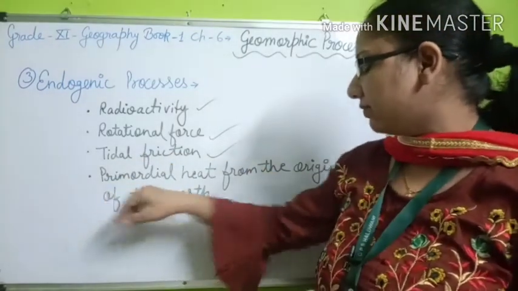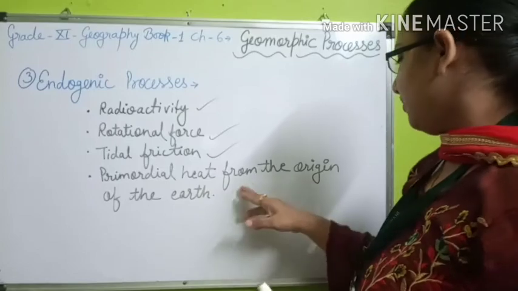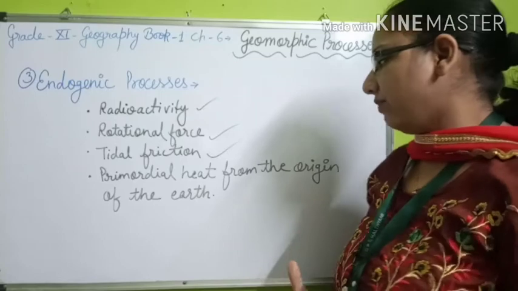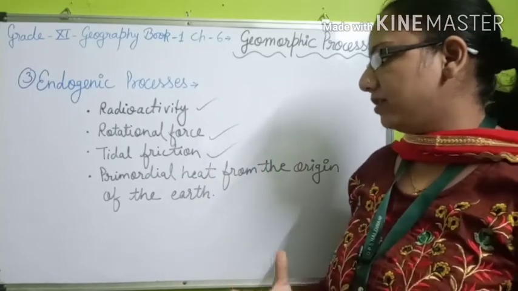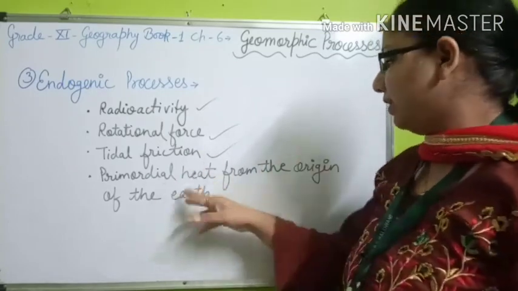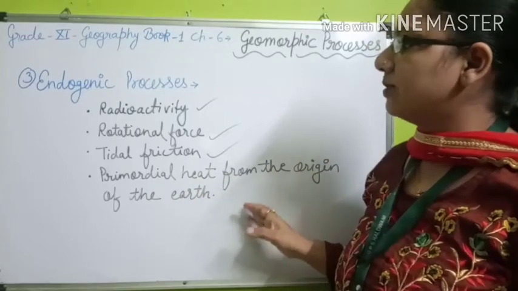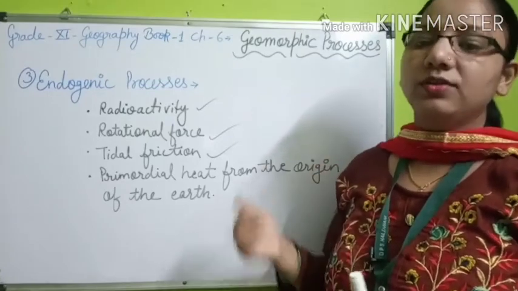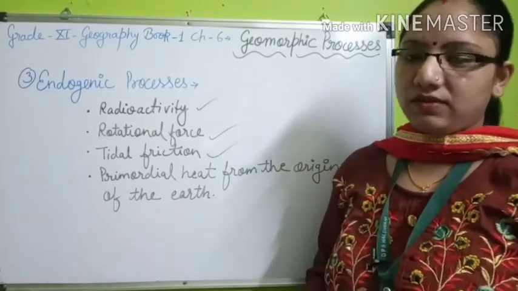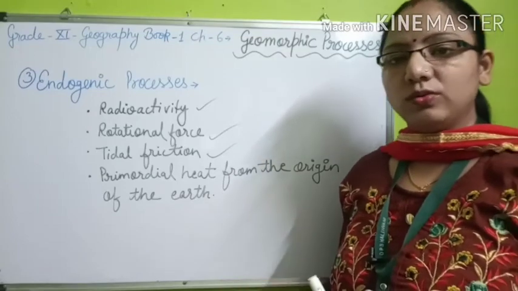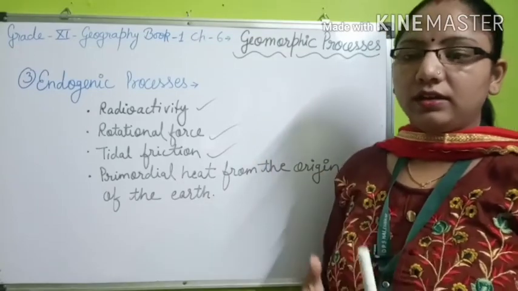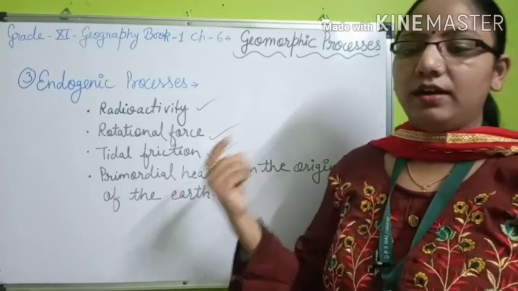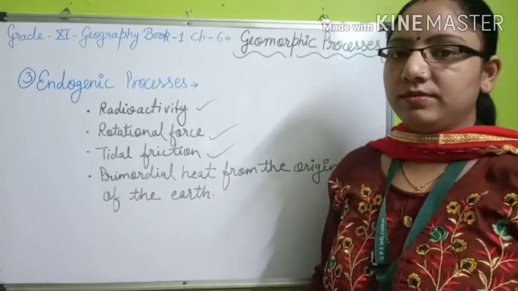And then the fourth is the primordial heat from the origin of the earth. When the earth was formed, one primordial energy was there which formed some heat, so it is also a cause behind the endogenic processes. Students, the endogenic force can be classified into two parts, as I already told you: diastrophism and volcanism. Let's see what is diastrophism and what is volcanism.